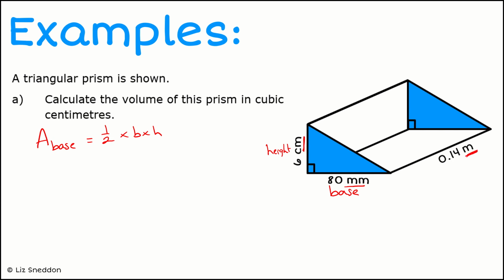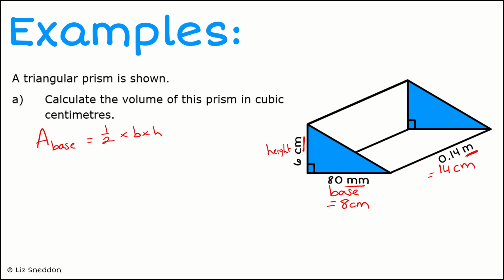So I need to, first of all, before I even do any calculations, make all of them into the same units. So let's turn them all into centimeters. So 80 millimeters is the same as 8 centimeters. I've divided by 10. And to go from meters into centimeters, I need to multiply by 100. So that is going to give me 14 centimeters.